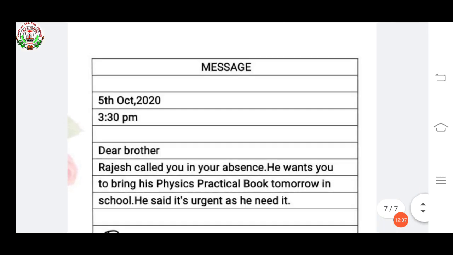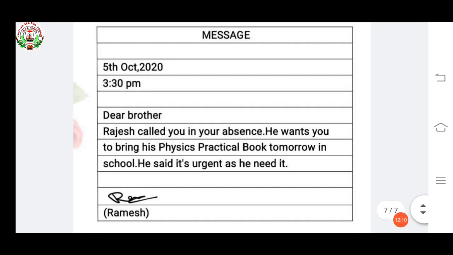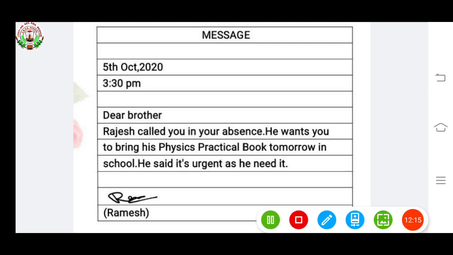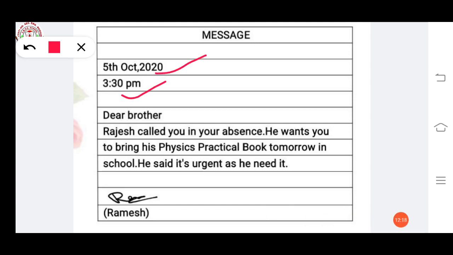Now see how to write this message. Again the same format. At the center top, you have to write MESSAGE in capital letters. After that, date, then time. Dear brother, that is the salutation. After that, this is the content. Rajesh called you in your absence. He wants you to bring his physics practical book tomorrow in school. He said it's urgent as he needs it. After that, signature, then Ramesh.